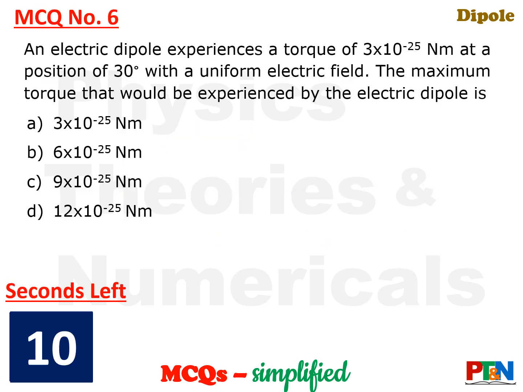Let's continue. Next MCQ. An electric dipole experiences a torque of 3 into 10 to the power minus 25 Newton meter at a position of 30 degree with a uniform electric field. Now, what will be the maximum torque that will be experienced by this dipole in this electric field? At 30 degree, it is 3 into 10 to the power minus 25 Newton meter. What will be the maximum torque? 4 options. 10 seconds time for you. Time starts now.